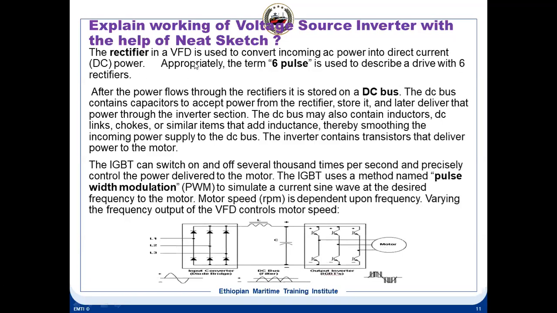So the rectifier in the VFD is used to convert incoming AC power into DC power, and the term 6 pulse is used because we are using 6 rectifiers. This can be a thyristor also, it can be a rectifier also. The only purpose is to convert the AC supply into DC, that's it.